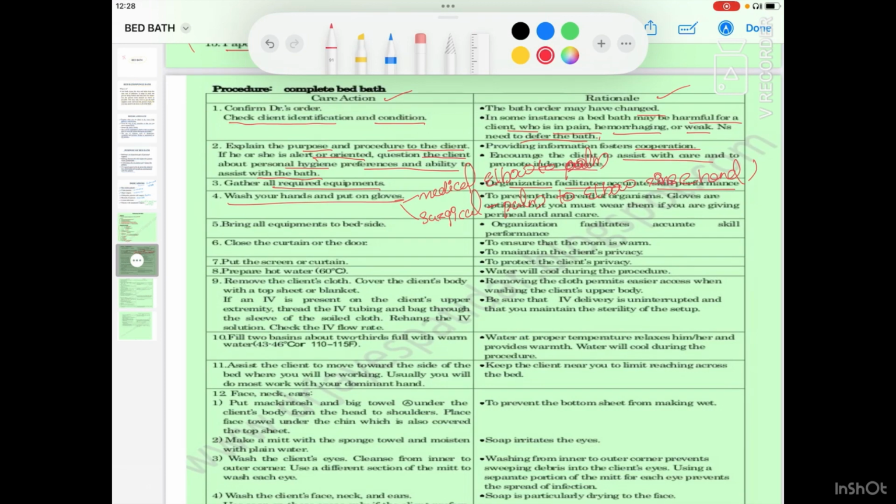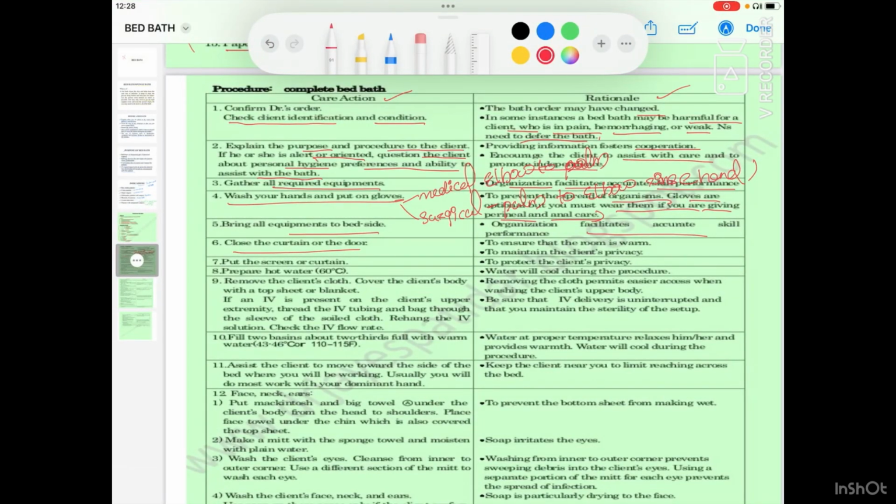To prevent the spread of organisms, gloves must be worn if we are giving perineal and anal care. Why are we giving perineal care? This is the perineal area, and if you want to clean it, gloves are needed. And bring all the equipment to the bedside. Yes, we organize all the things and close the curtain and door.